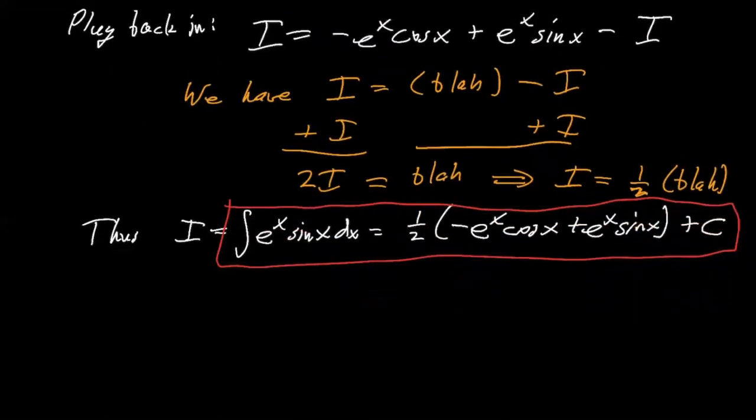It's kind of amazing. By the way, you could rewrite this a little bit. I mean, it might be nice to rearrange these terms to have a plus term minus a minus term. Or you could factor out e to the x. So you could rewrite this as 1/2 e to the x times sine x minus cosine x, if you want, plus c.